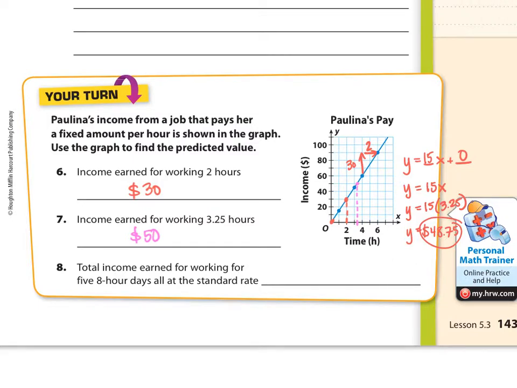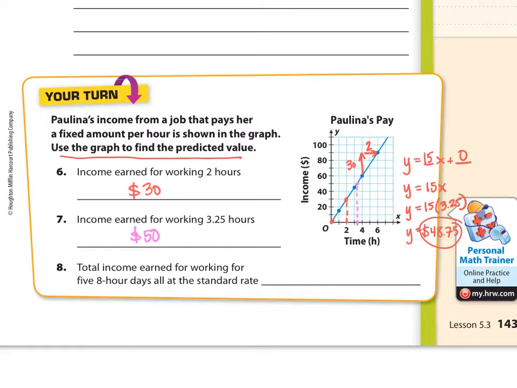$50 is sort of our estimated value. So it truly is using the graph to find the predicted value. That's what, if you go back up to the directions, use the graph. So we just won't get an accurate reading because it's hard to know exactly what the value is.